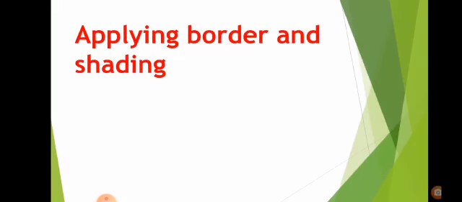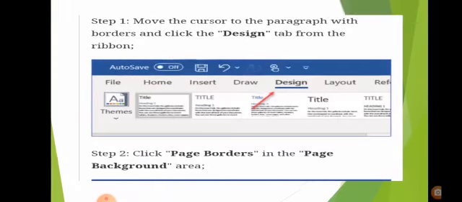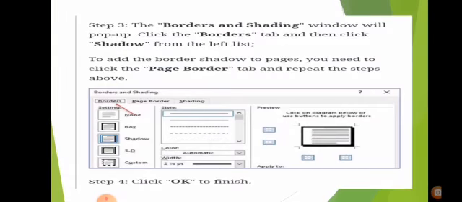Applying border and shading. How can you do that? Step 1. Move the cursor to the paragraph with the border and click the Design tab from the ribbon. Then, Step 2. Click Page Borders in the Page Background area. Step 3. The Borders and Shading window will pop up. Click the Borders tab, then click Shadow from the left list. To add a border shadow to pages, you need to click the Page Border tab and repeat the steps above. Then click OK to finish.